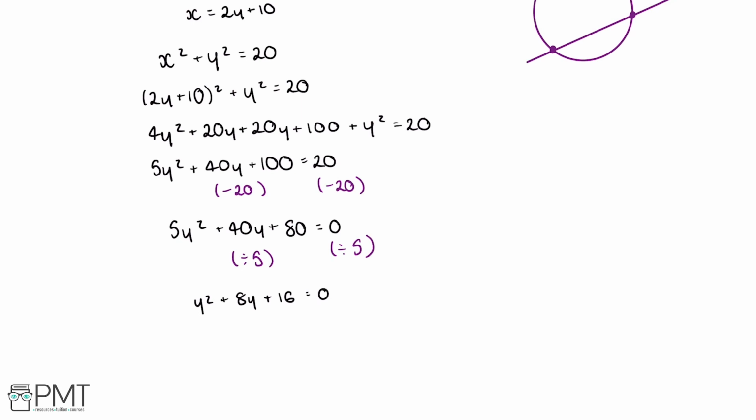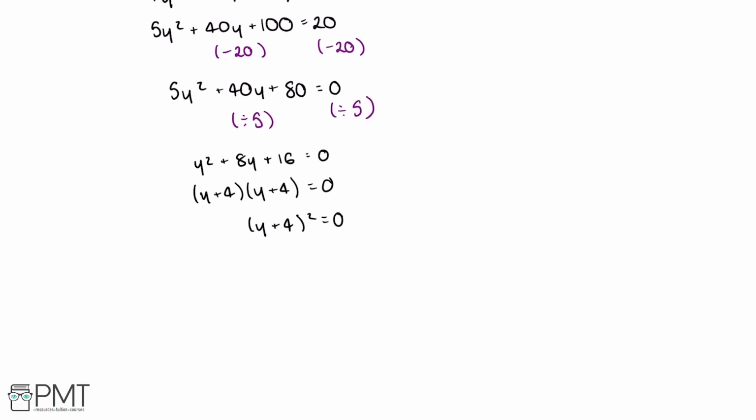So now in order to factorise this equation, we want to find two numbers which will add together to give us 8 and multiply together to give us 16. So 4 plus 4 gives us 8 and then 4 multiplied by 4 gives us 16. So therefore we can factorise this quadratic into y plus 4 multiplied by y plus 4, which we can again simplify down to y plus 4 squared.